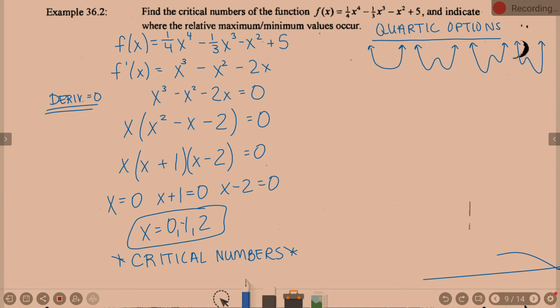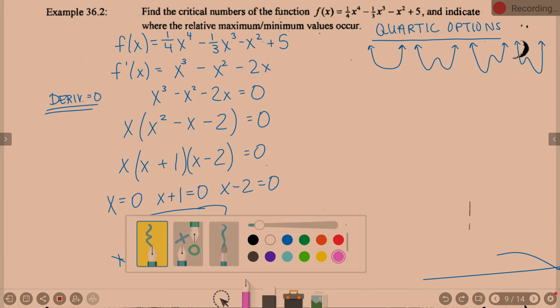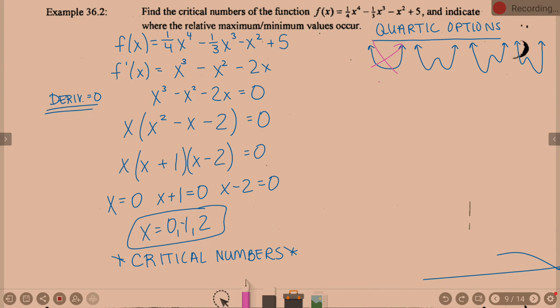What do we know here? Which of these options is it not? It's not the one that kind of looks like a parabola, is it? Because our slope equals 0 3 times. We have 3 critical values, don't we? So it's got to be one of these others, which means what are we looking to find? We should be finding 2 mins and a max.